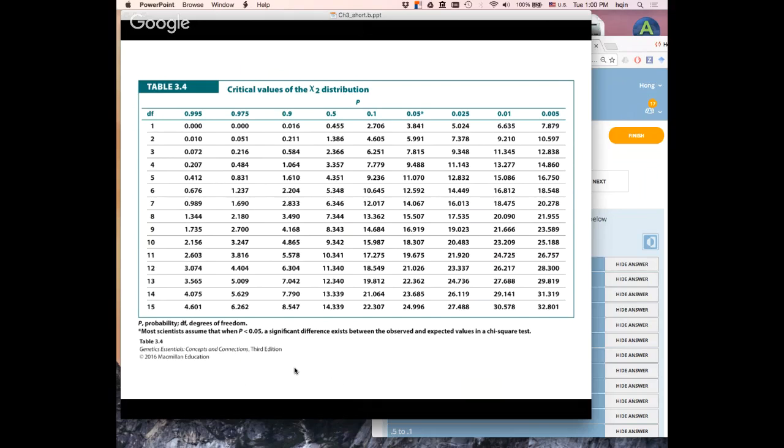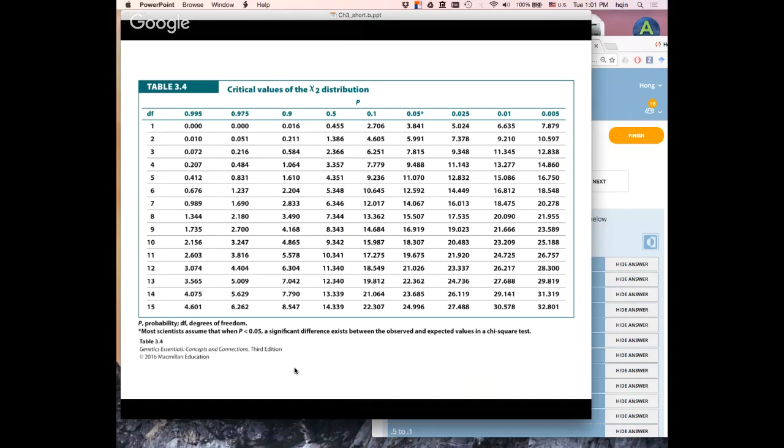For this column, the p-value is 0.01. Am I making sense? Okay. So for this column, what's the p-value then? 0.1. Okay. And this one? 0.5. Where did you put the chi-square value?